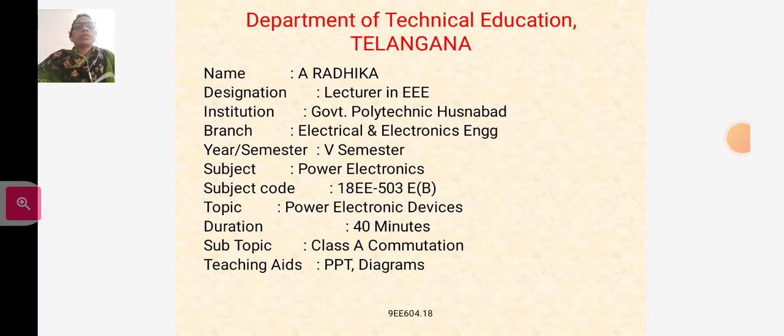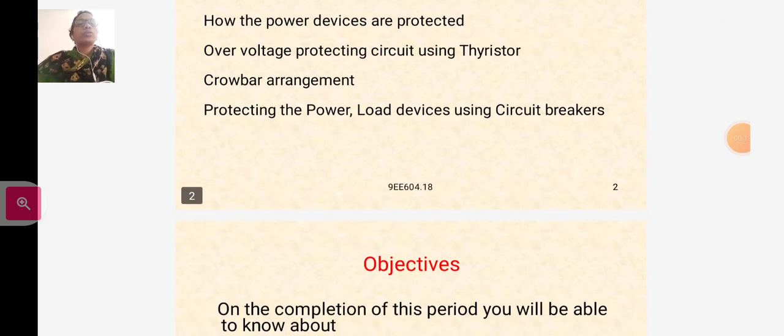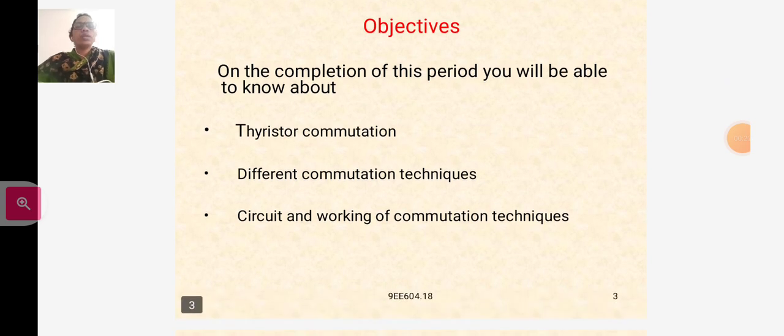This is Radhika. I am going to discuss power electronics devices. In this topic, we are going to discuss SCR commutation. Under that, today we are going to discuss class A commutation. The main topics are thyristor commutation, different commutation techniques, and the circuit and working of commutation techniques.